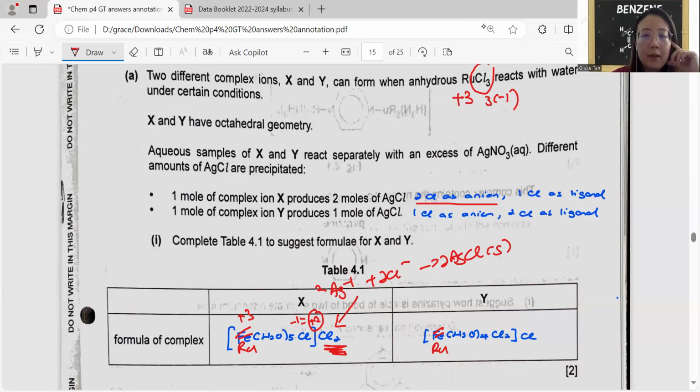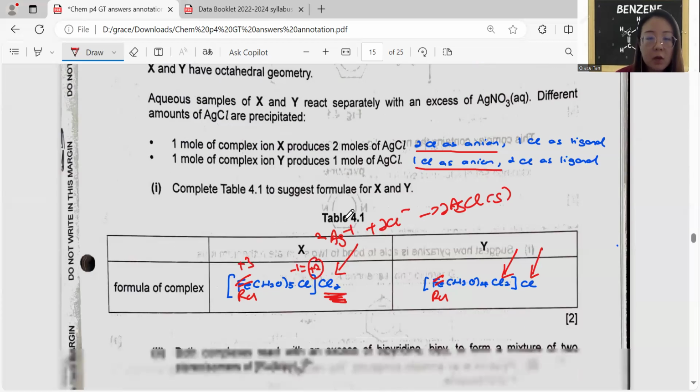Now, if you look at complex Y, it produces 1 mole of silver chloride. 1 mole of silver chloride means 1 chloride as anion version. So you can see this is 1 chloride in anion version. That means out of 3, 1 is anion, the other 2 must be inside here as ligand. So in total, your complex must always have 6.